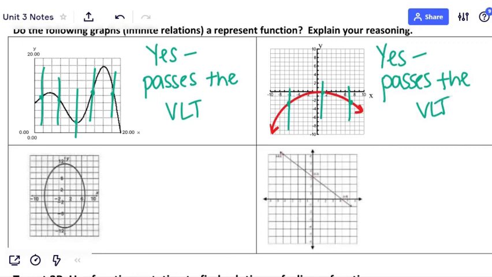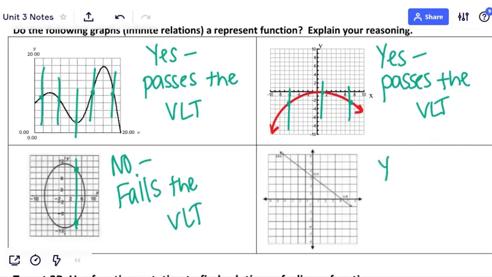How about the next example? If you draw a vertical line, will it hit your graph, your curvy line, more than once? That's a big yes, which means is this a function? That's a big no. This fails the vertical line test. How about this last example? You're right. This is a function because it passes the vertical line test.